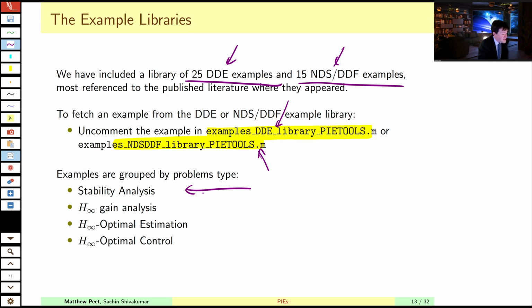So first we have the stability analysis problems with no inputs or outputs. Then we have H-infinity gain with some outputs. Then we have estimation with some sensed outputs. And then we have H-infinity optimal control, where we have a control input as well. These also have disturbance inputs as well.